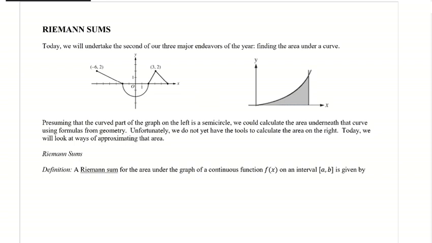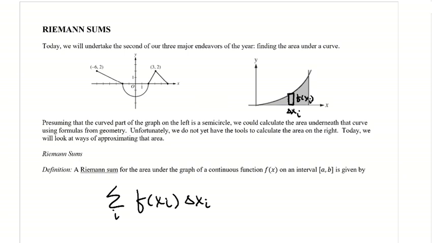A Riemann sum for the area under the graph of a continuous function on a closed interval is going to be given by the sum of a bunch of rectangles. So we're going to add up a bunch of these rectangles that have width delta x and height f of x. We're going to add up a bunch of them, so each delta x is going to have its own value, and each f of x is going to depend on where along the sum we are. So it's going to be the sum over i of f of x sub i multiplied by delta x.